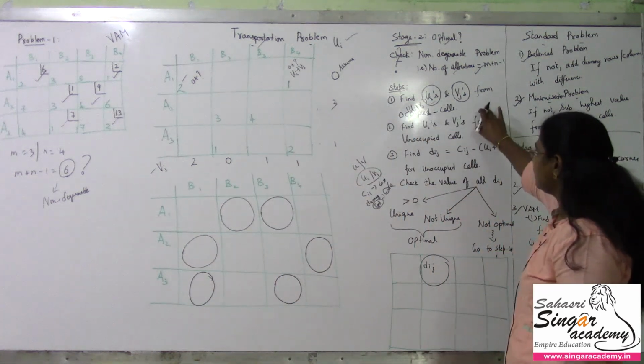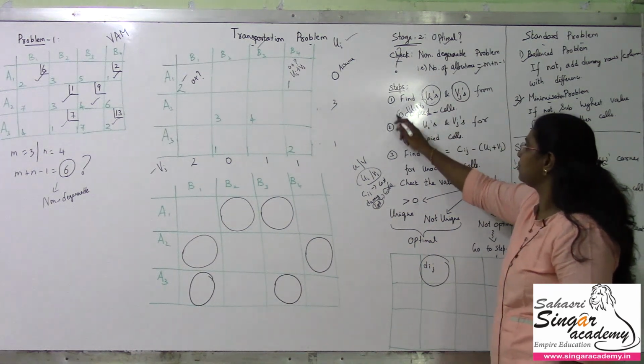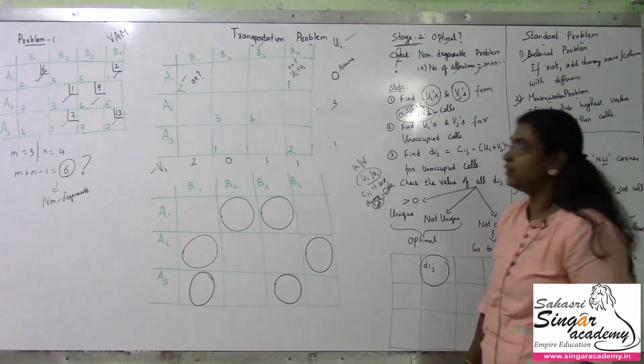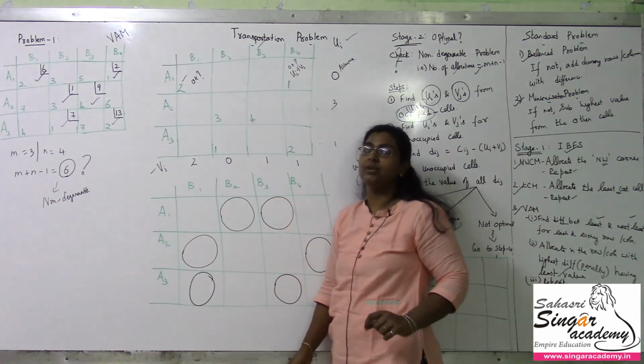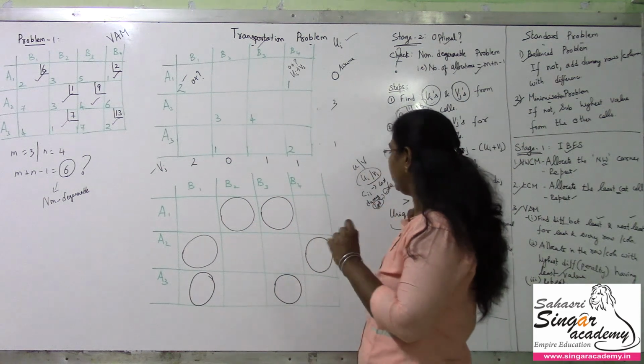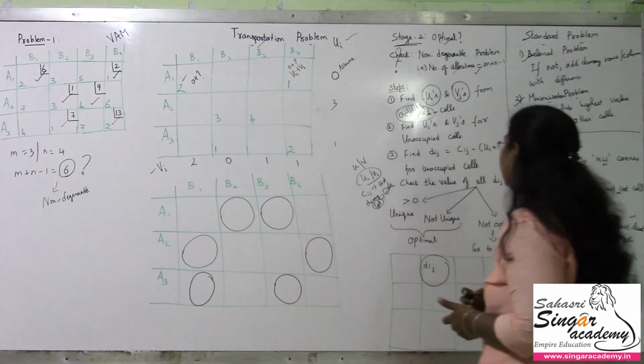My first step is to find ui's and vj's from occupied cells. Please focus on this word occupied cells, which means wherever you have allocated, those are the occupied cells. You have to find the ui's and vj's from here only. Is it okay? Please make yourself clear.